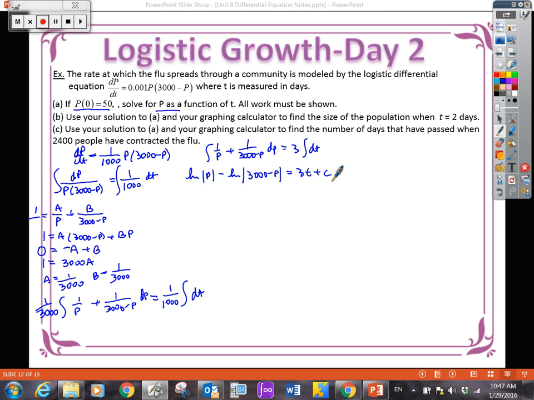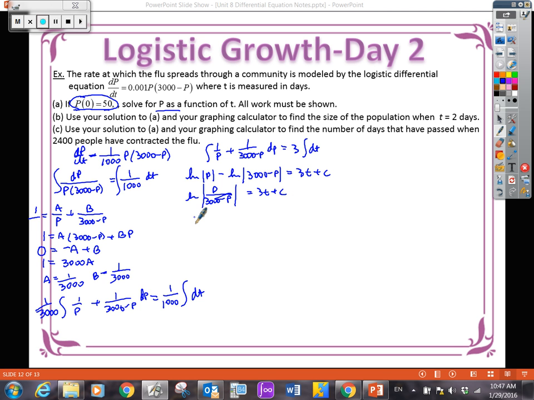Alright, so now we need to solve for c. I'm going to use a log rule to bring these together into a fraction. So we have natural log of the absolute value of p over 3000 minus p equals 3t plus c. Alright, so we're going to use this: when t is 0, p is 50.